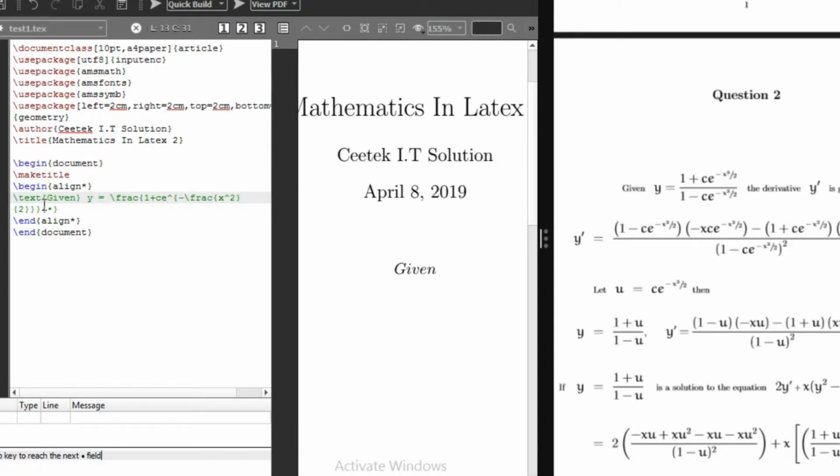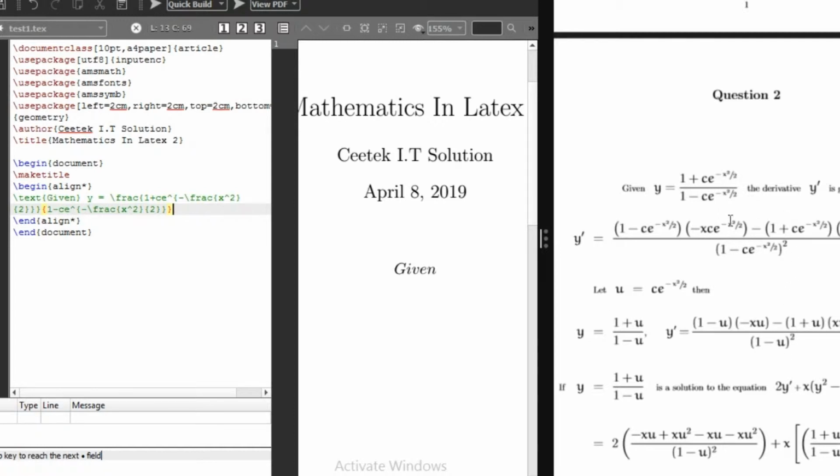And then our denominator is also given by 1 minus ce, so e to the exponent, and then we have another fraction, so frac, and I'm going to write x to the power 2, and then the denominator is 2. I'll put a negative right here since it also has a negative. So let's compile this and see what we are getting.